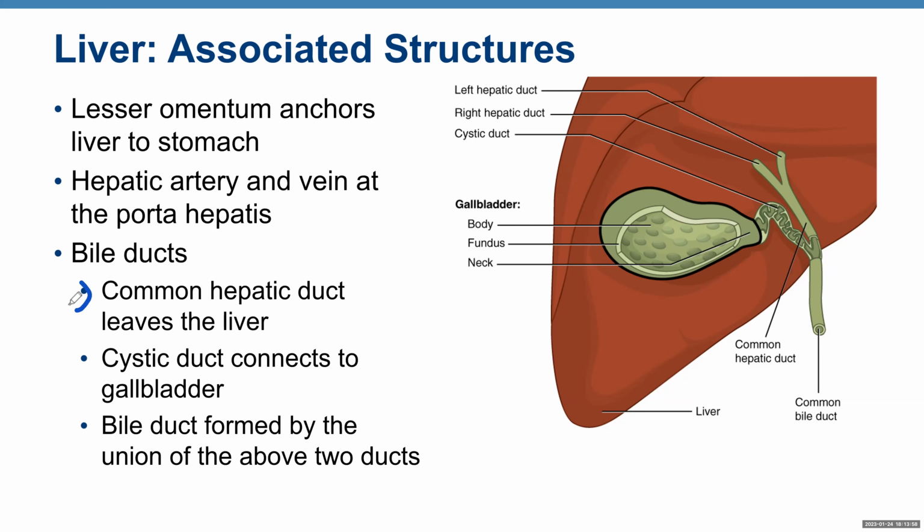So the common hepatic duct leaves the liver, right? So that's the common hepatic duct right there. The cystic duct connects to the gallbladder, and the bile duct is formed by the union of the above 2 ducts, cystic and common hepatic, that gives us the common bile duct. Now, the liver will make bile, and you store the excess amount of bile in the gallbladder.